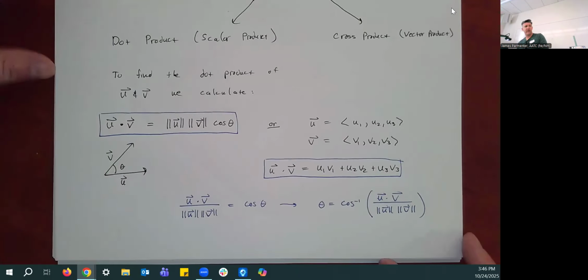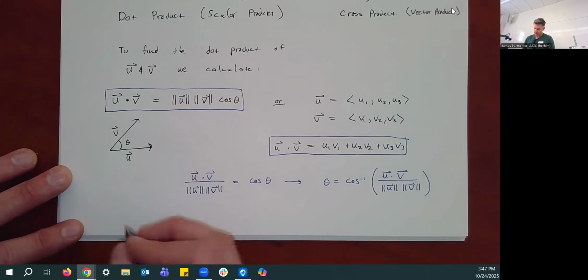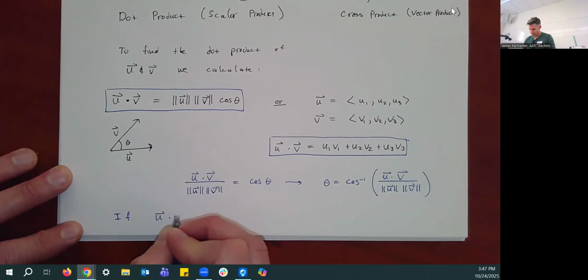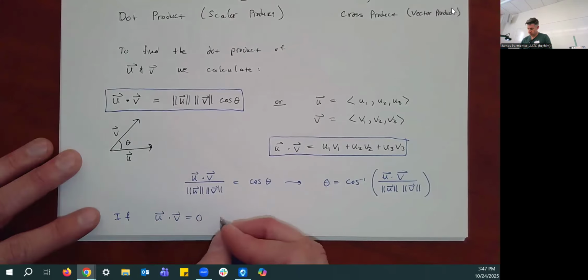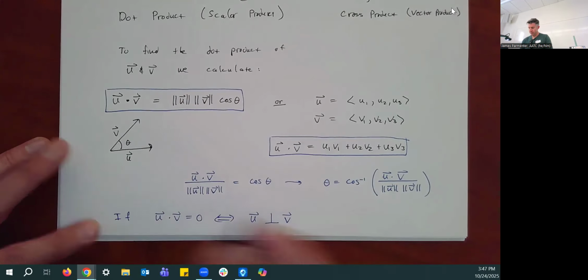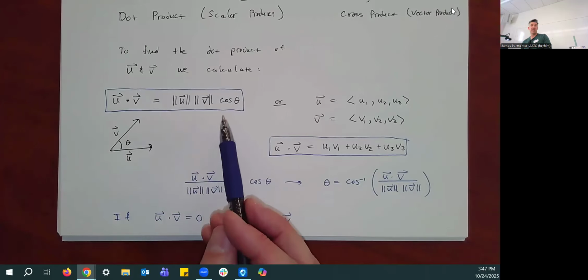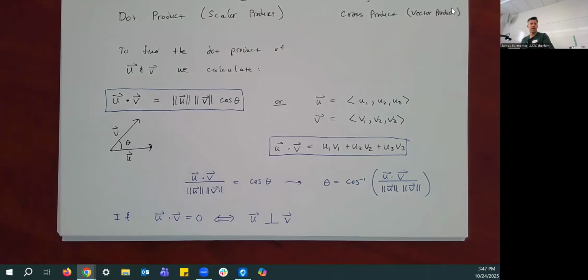And a very important fact here is that if the dot product of two vectors is equal to 0, then we know that those two vectors had to have been perpendicular to each other. This is only true if U is perpendicular to V. Because for that thing to be equal to 0, you have to have had that cosine of theta was equal to 0, which means the angle had to have been 90 degrees. And we use that fact a lot, like all the time.